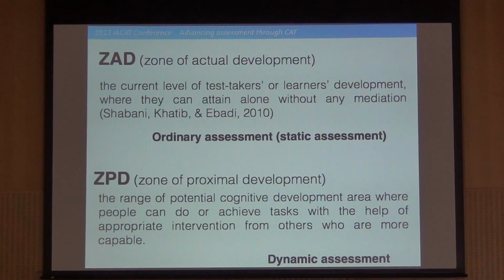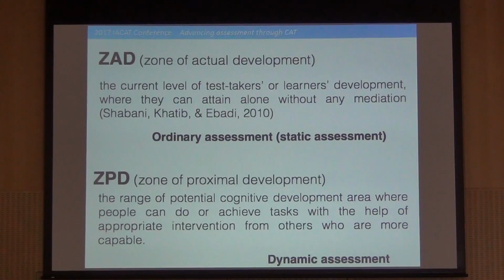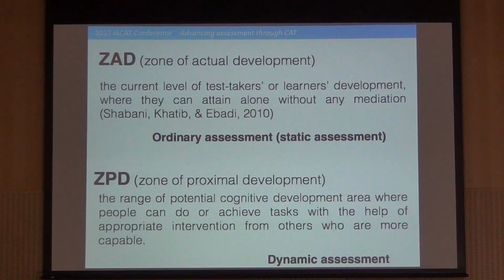But on the other hand, we have ZPD, which stands for Zone of Proximal Development. It tells us the range of potential cognitive development where people can achieve tasks with the help of appropriate intervention from others who are more capable, like the 2-year-old girl. Okay, that's dynamic assessment.